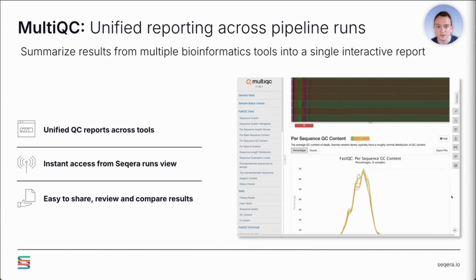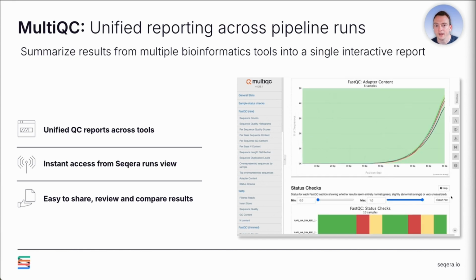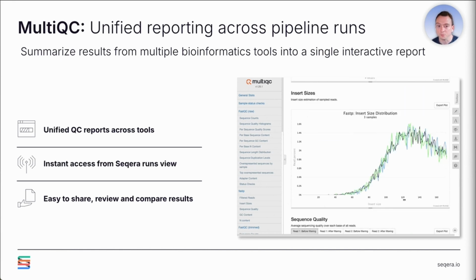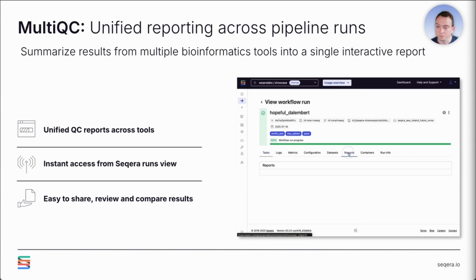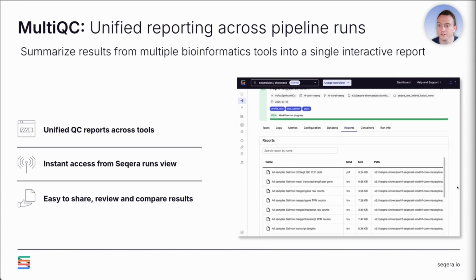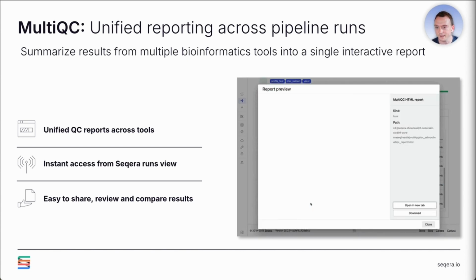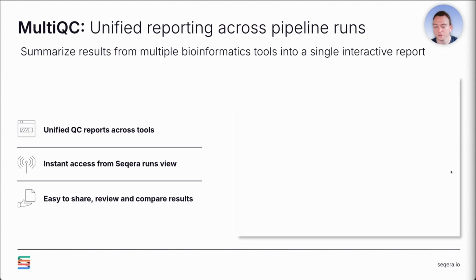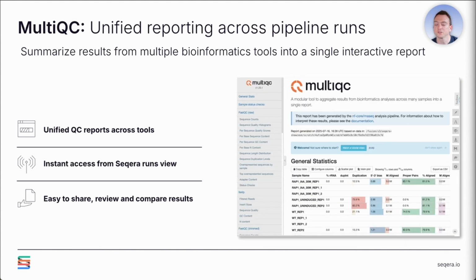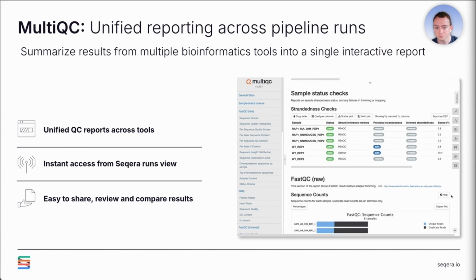MultiQC, which is a tool developed by Seqera, was built to solve this exact problem. It aggregates and standardizes results from your pipeline into one single easy-to-read report. It's got built-in support for 165 different bioinformatics tools, so you shouldn't need to write a custom parser to get a clear, representative view of your data. If a tool is not supported out of the box, MultiQC can be extended using its Python-based module system.